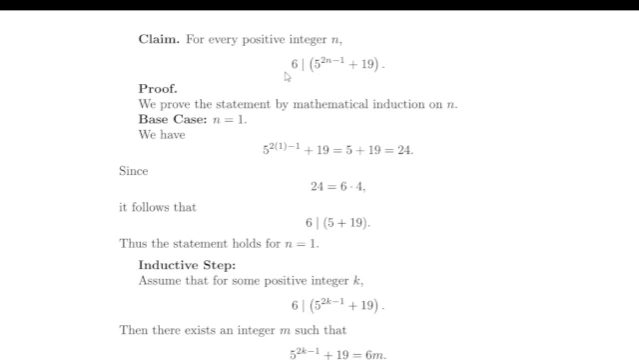In this video, we want to prove that 6 divides 5 to the 2n minus 1 power plus 19 for every positive integer n. We're going to prove this by using induction, and we're going to start off with a base case being n equals 1.